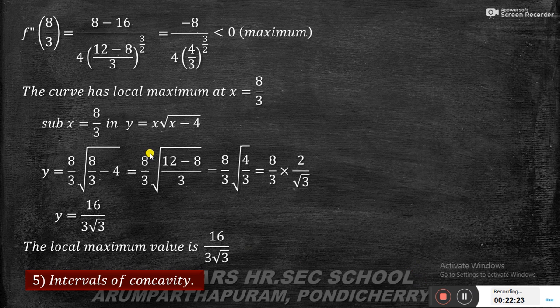You see, our function is y equal to x into square root of 4 minus x, not x minus 4, only 4 minus x. So 4 minus x means we just substitute x into square root of 4 minus x, value is 8 by 3.